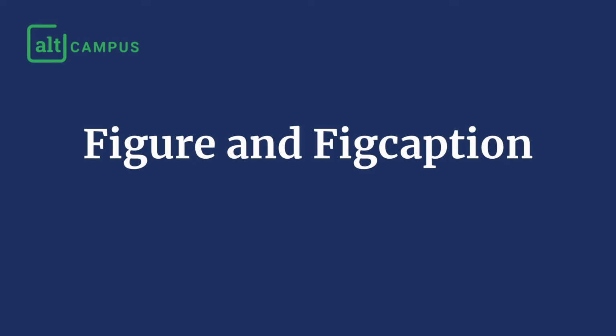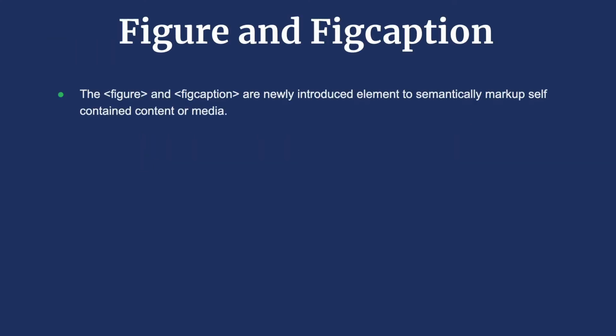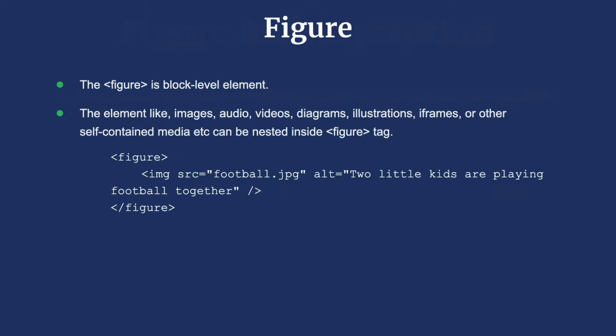Alright guys, within HTML there are two more important tags, that is figure and figcaption. The figure and figcaption are newly introduced elements to semantically mark up self-contained content or media inside a page. Figure is a block level element. Elements like images, audio, videos, diagrams, illustrations, iframes or other self-contained media can be nested inside the figure tag. Here is one example where figure is wrapping one img element.